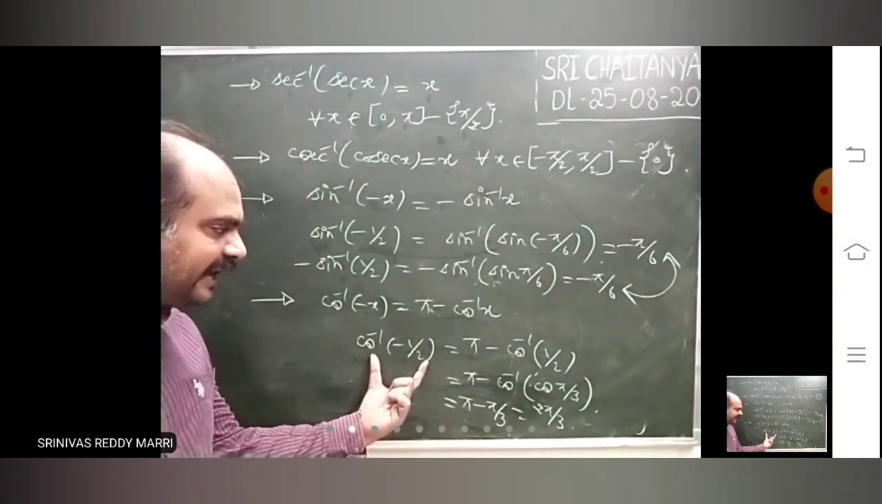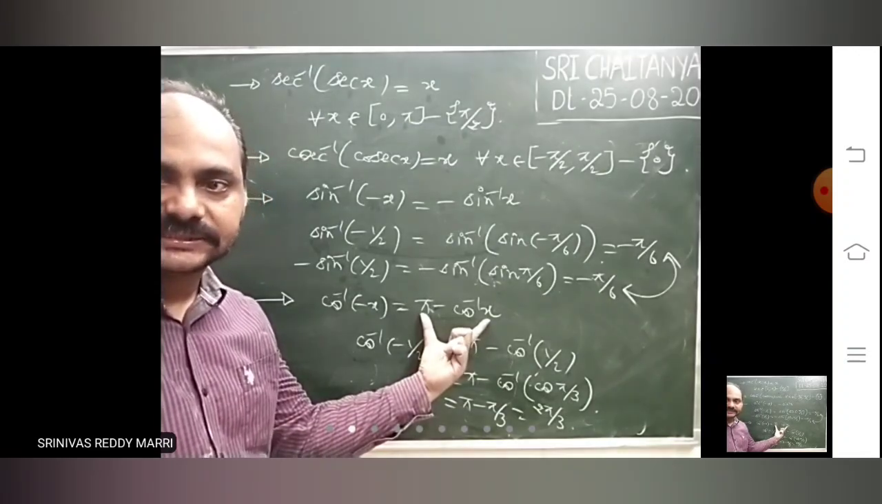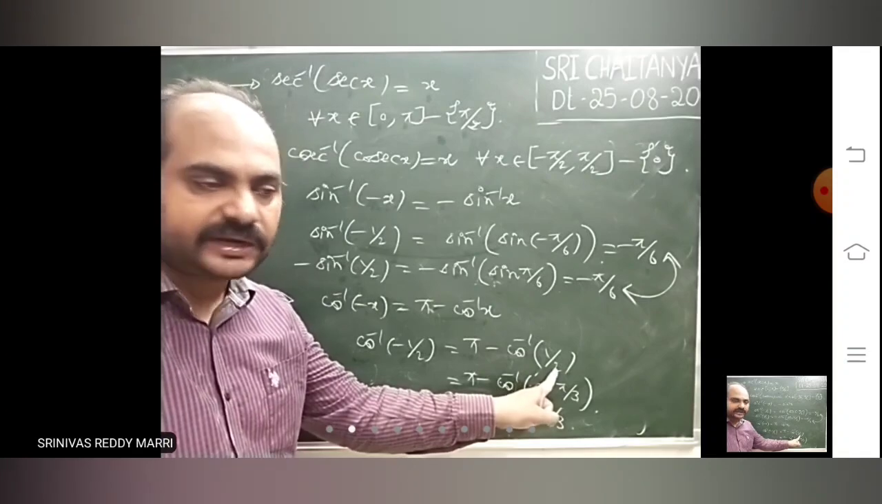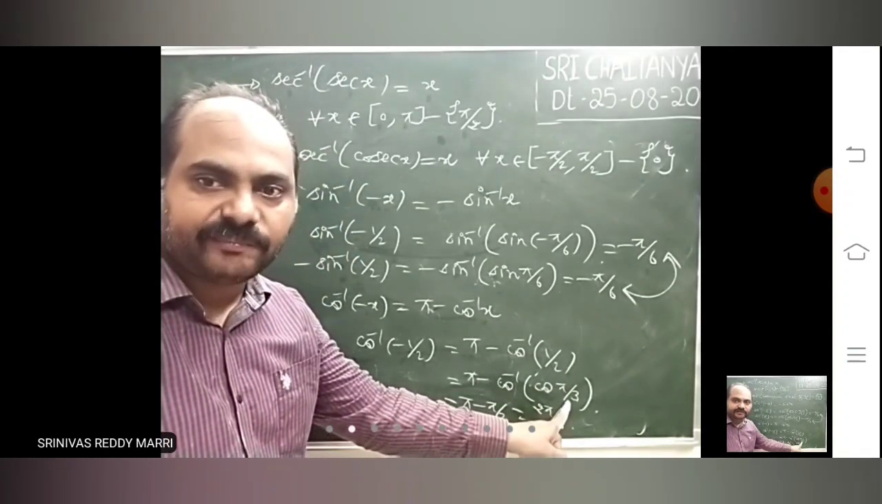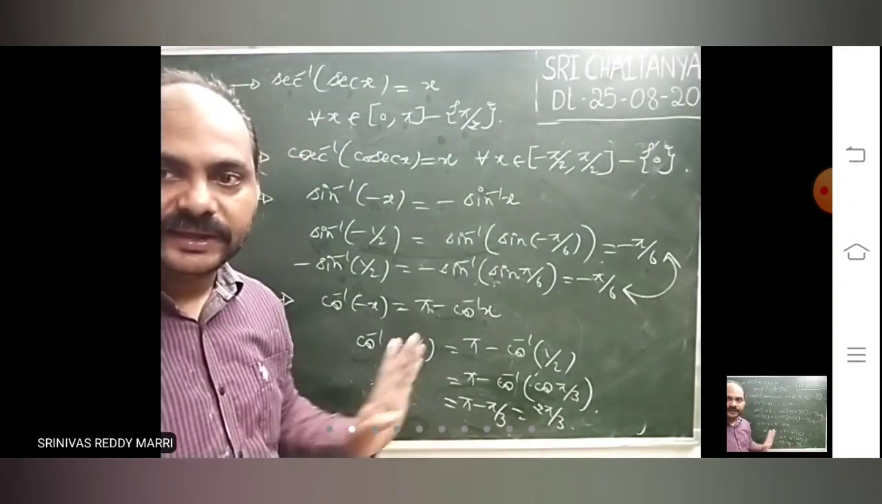Like that, whenever minus is there, immediately you write the formula pi minus cos inverse x. Then here you will get a positive angle, a positive value. That means you just write cos of which angle is 1 by 2, it is easy. That means pi minus pi by 3, 2 pi by 3.